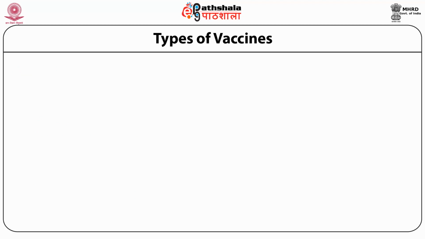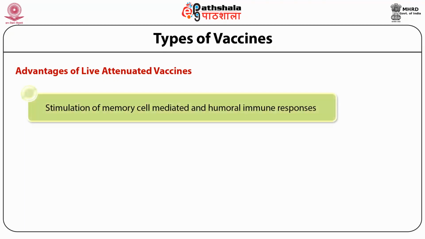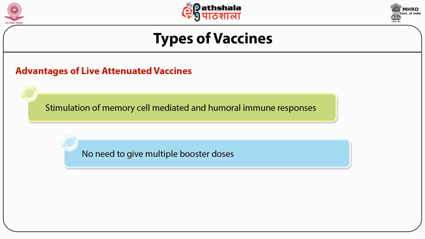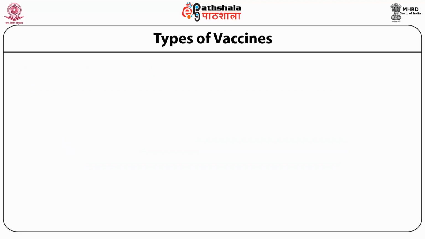So, what are the advantages? The advantages of live attenuated vaccines include stimulation of memory, cell-mediated as well as humoral immune responses. That is why you don't need to give multiple booster doses. So, these vaccines are quite effective.